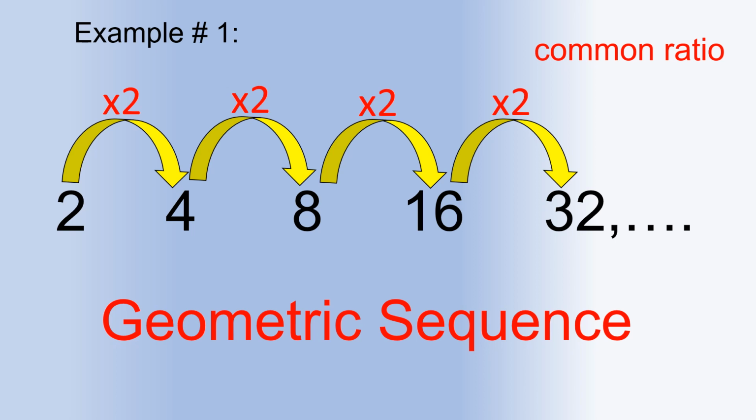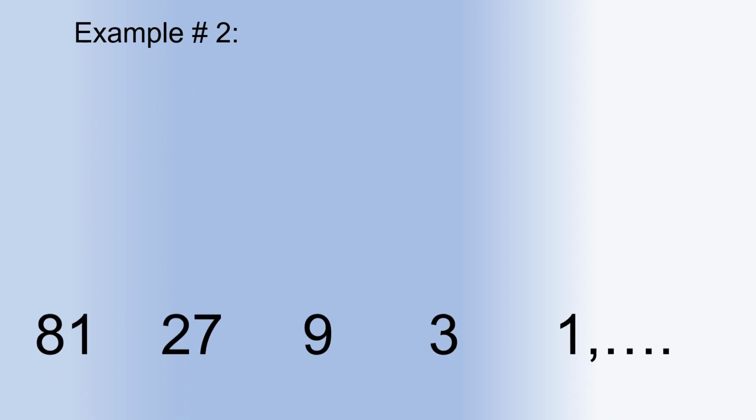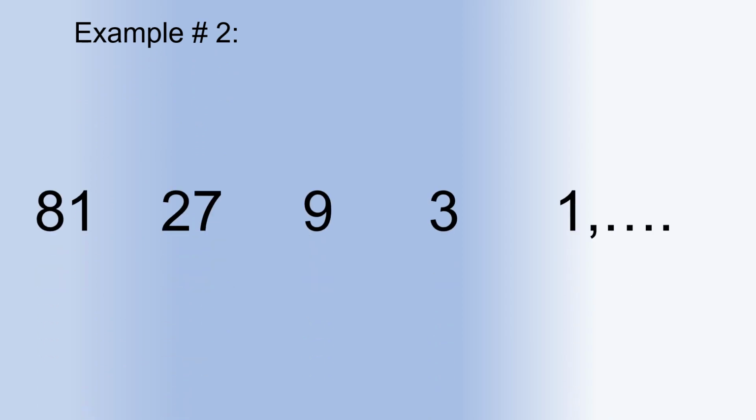Okay, let's try another example. Let's take example number 2. The given sequence is 81, 27, 9, 3, 1, and so on. So let's take the first two terms. That is 81 and 27. So what do we need to do now to get the value of 27?